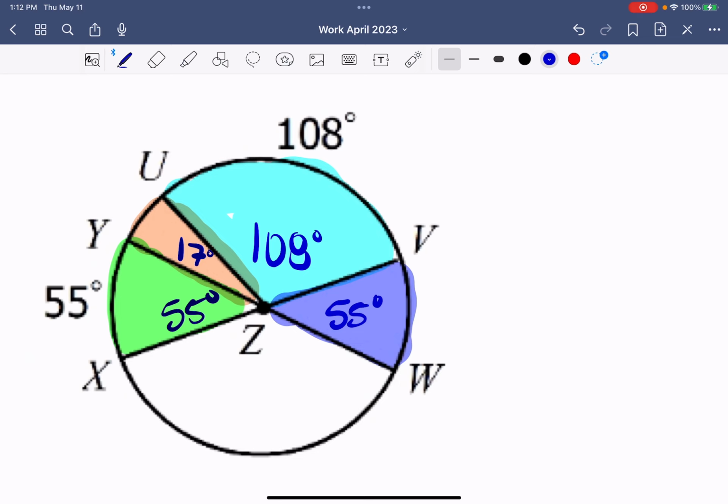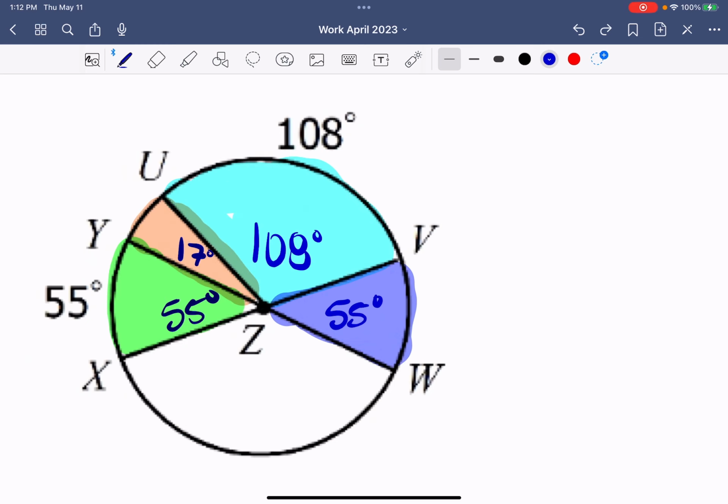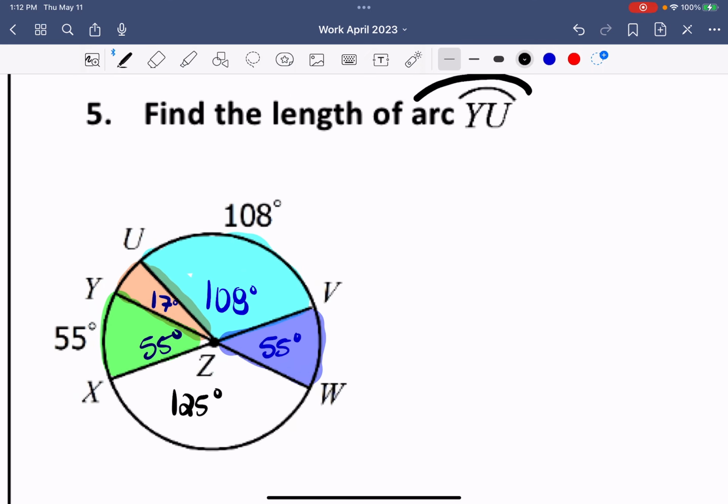And for the last one, again, you can cut it from X to V and then hide the top. So it means these two pieces add up to 180, or you can just do the whole circle, 360, and take away everything. And we should get 125. Now, if we look at the question, they said, how long is arc YU? So from the letter Y to the letter U. When it has two letters, you're going the shortest way, so you're just going to connect it. So we only want the 17 degrees. That's the one that we want. So the measure of YU is 17 degrees.